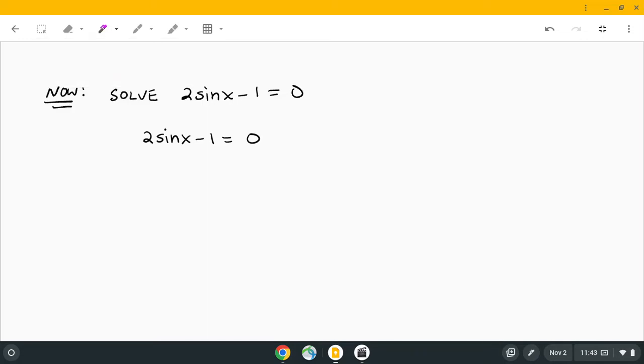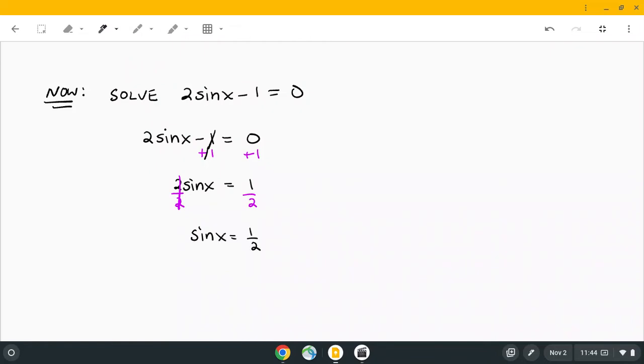Add 1 to both sides. And then I get 2, these cancel out. And so I get 2 sine x on the left, and I get positive 1 on the right. And then I divide both sides by 2. And these guys cancel out. And so I end up with sine x equals positive 1/2.